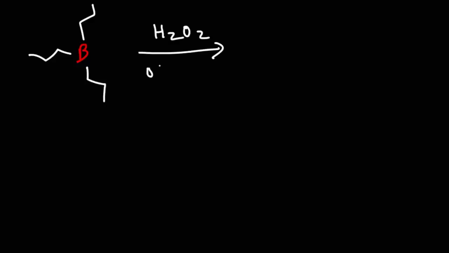So what we're going to do at this point is take our trialkyl borane. I put too many carbons on that part. So we're going to react this with hydrogen peroxide. Now mind you, in the second step, let me just show it here. We have H2O2, hydroxide, and water.